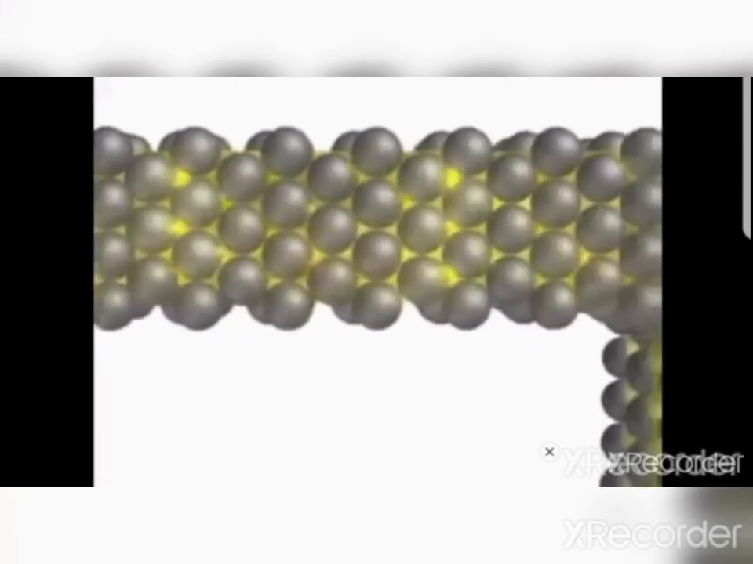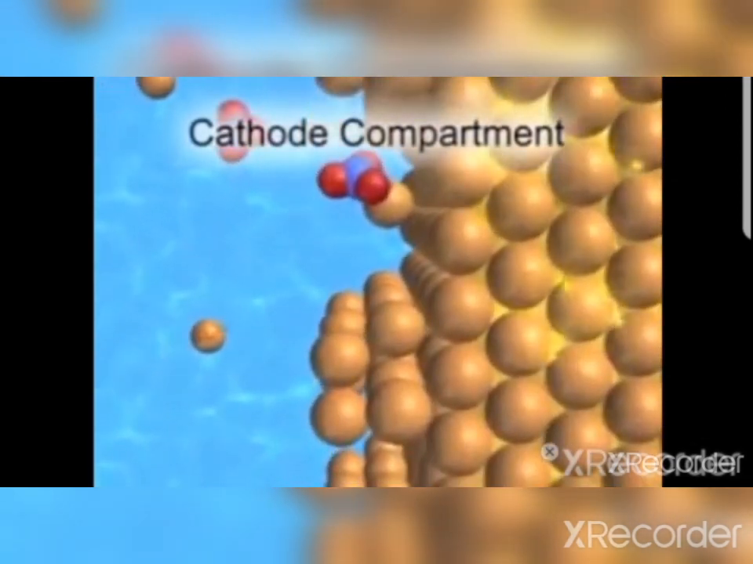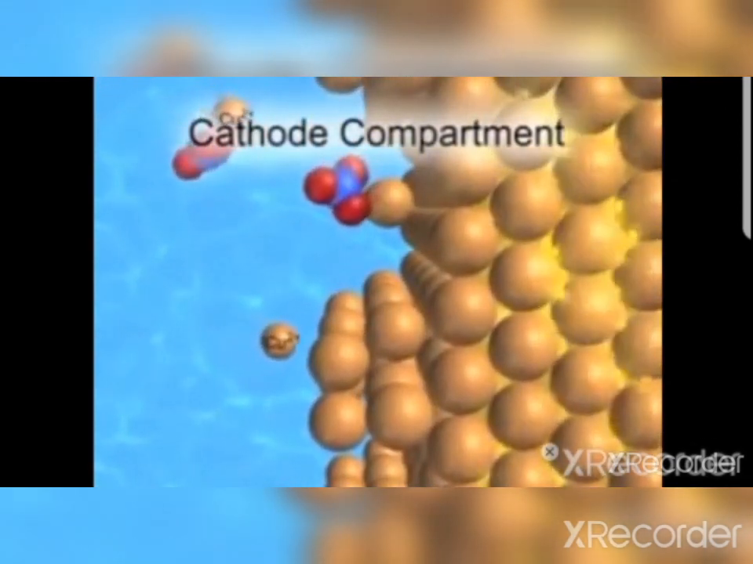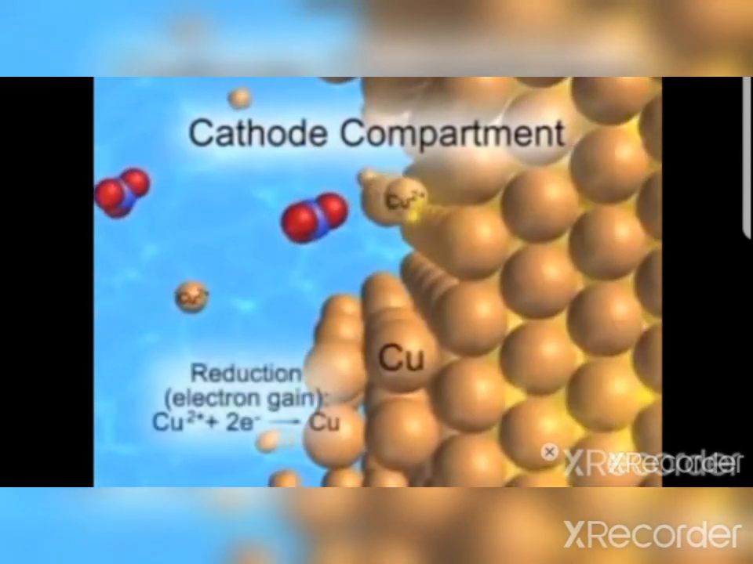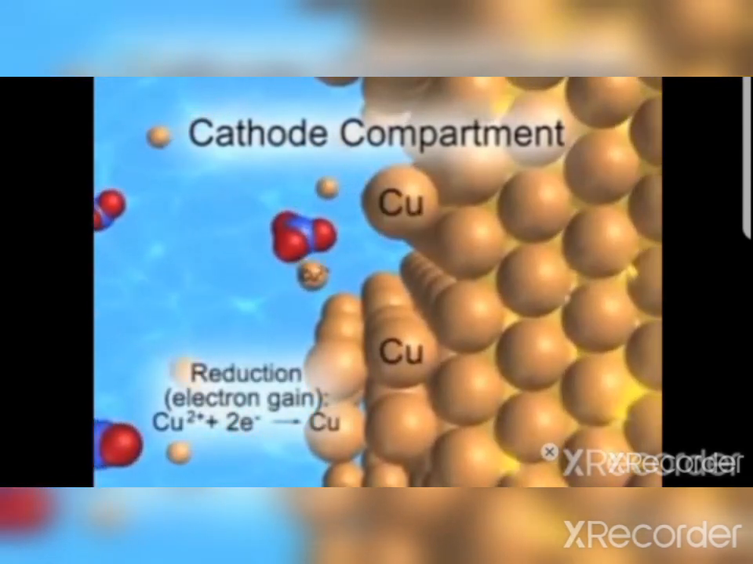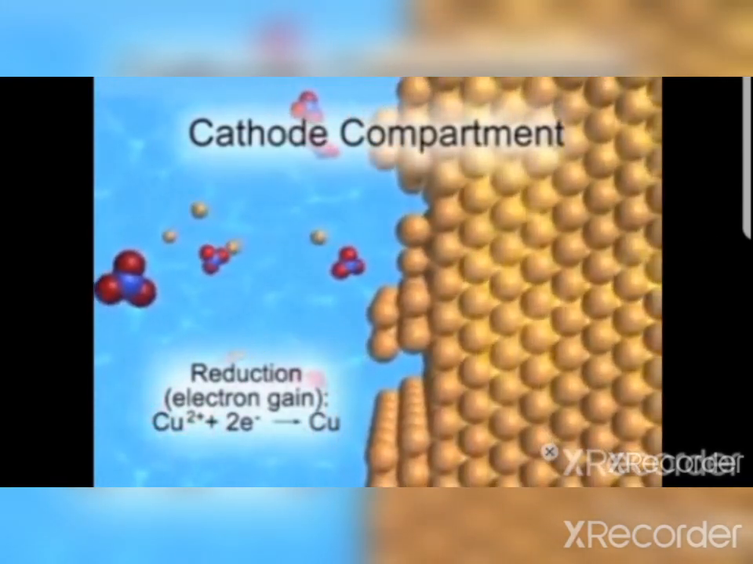They travel through the wire and flow into the cathode, the site of reduction. When copper ions in the cathode solution make contact with the copper electrode, each gains 2 electrons and is reduced to a copper atom, which is deposited at the electrode.